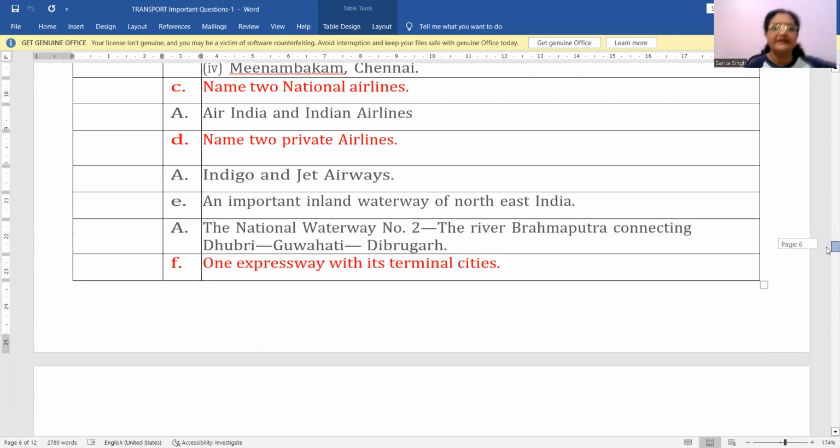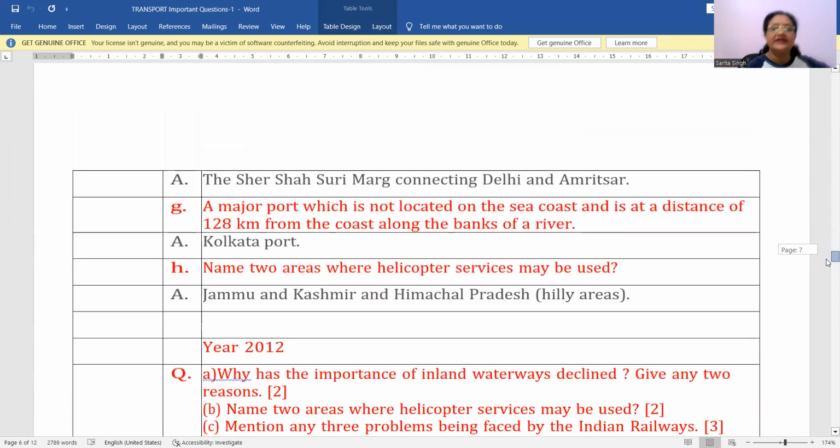Then an important inland waterway of Northeast India: the National Waterway number 2, the river Brahmaputra connecting Dhubri, Guwahati, Dibrugarh. This is an important waterway. Then one expressway with its terminal cities. Now what will be the answer? One expressway, Sher Shah Suri Marg, connecting Delhi and Amritsar.